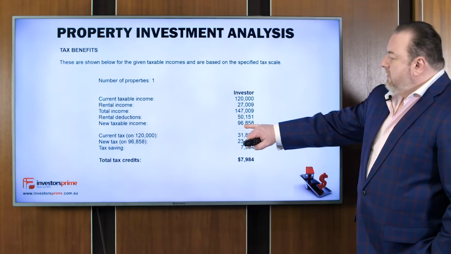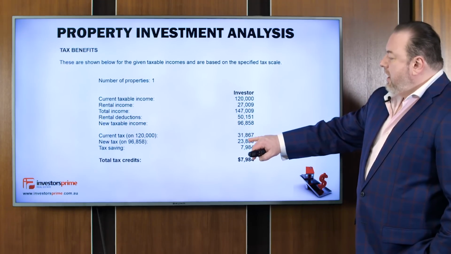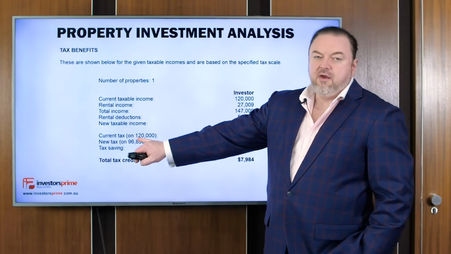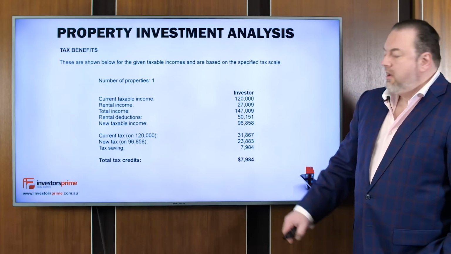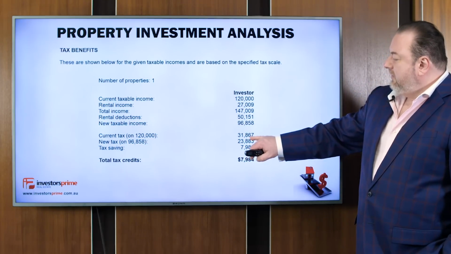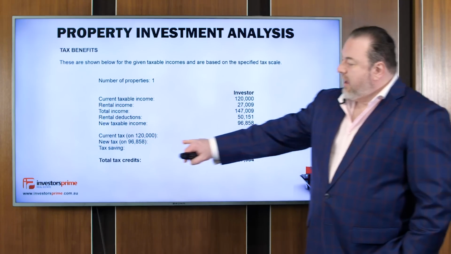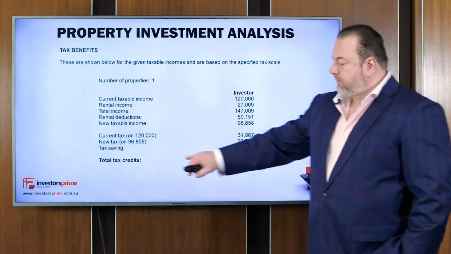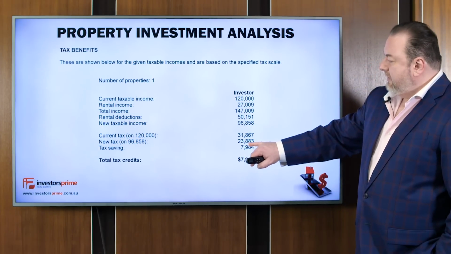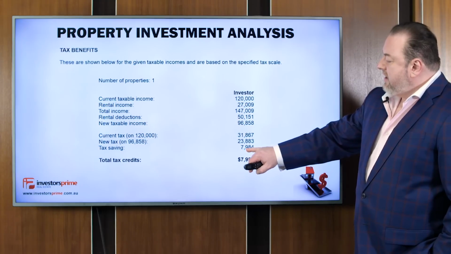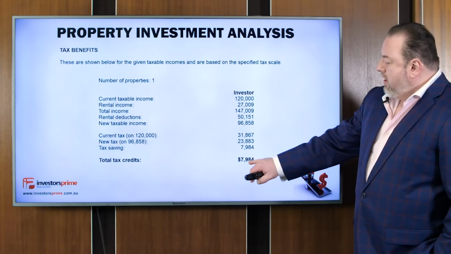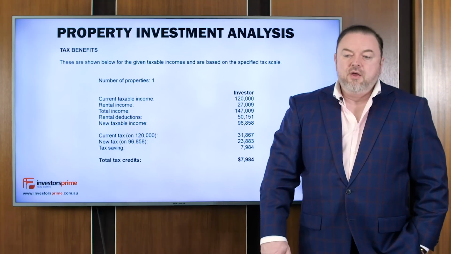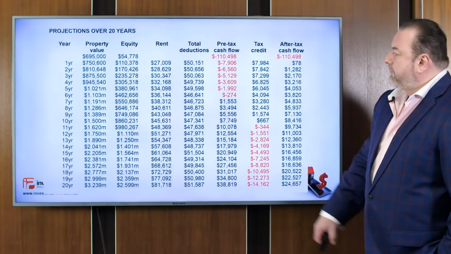So your net new taxable income is $96,858. The current tax that he's paying on the 120, assuming there's no other deductions, is $31,867. The new tax that he's paying on the lower amount is $23,883. So he's saving $7,984 by depreciating the property. So this is what's happening.